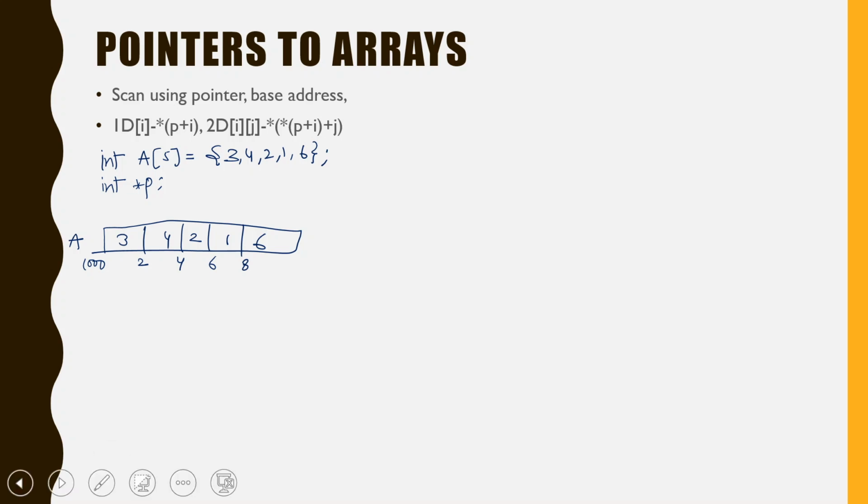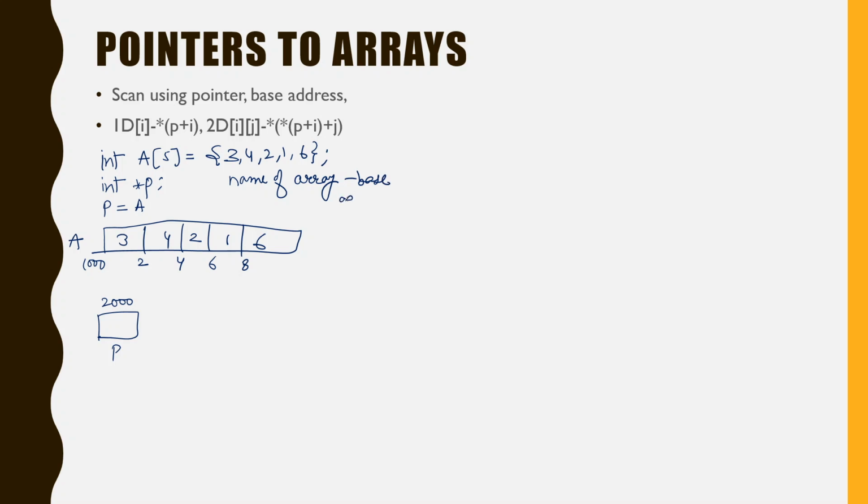Fine. Now I want to have a pointer p, which has storage at, suppose, 2000, and this pointer p needs to point to a. So how will I assign this? p equals a. Now see this: as you know, the name of the array is its base address, right? So you do not need to write p equals ampersand a.